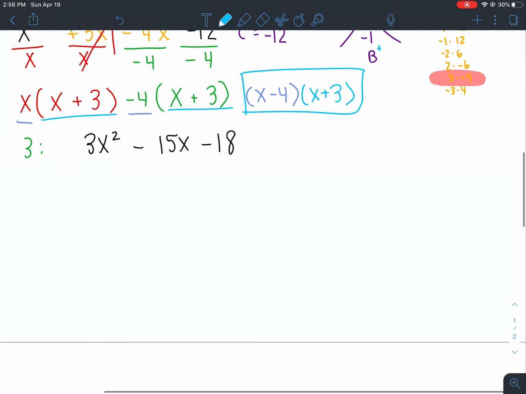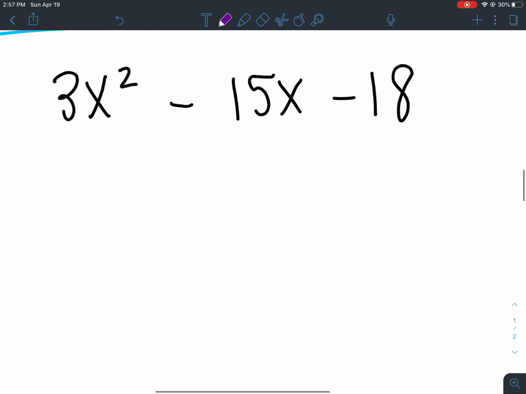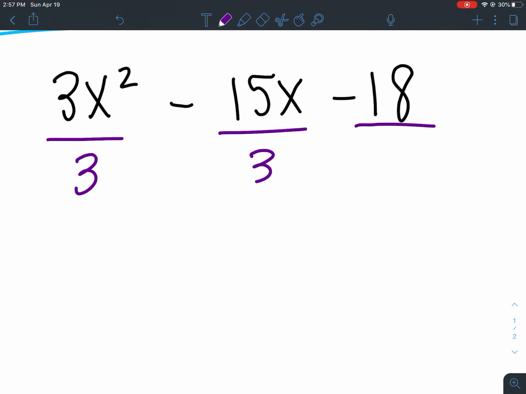Okay, moving on to example 3. The first thing you check for is, is it in standard form? x squared, and then an x, and then a number. So we're good. The next thing you want to look at is, is there a GCF? Is there a number I can factor out of all? And in this case, there is. 3x squared minus 15x minus 18. The largest number I can divide out of all of these is 3.